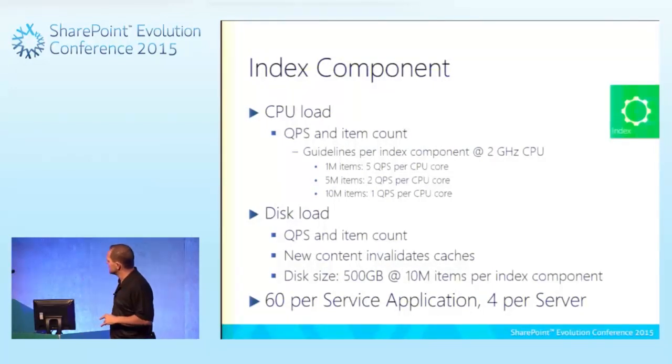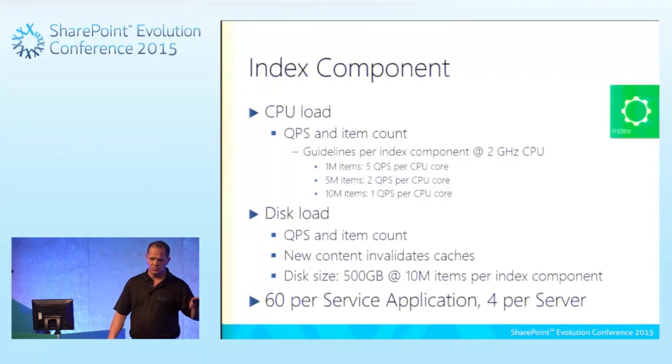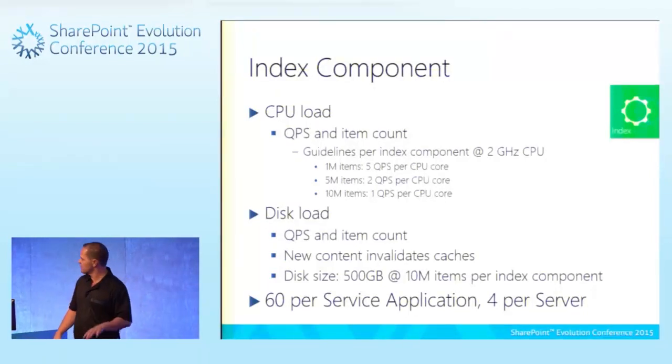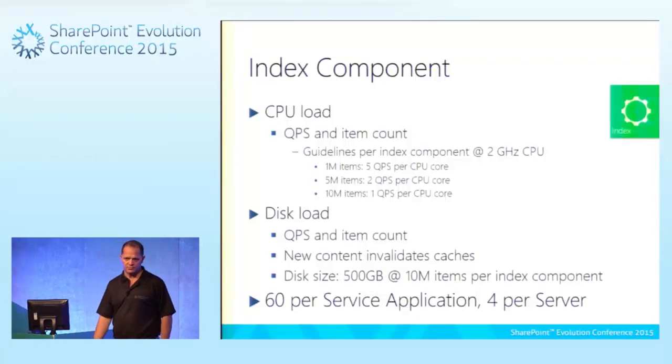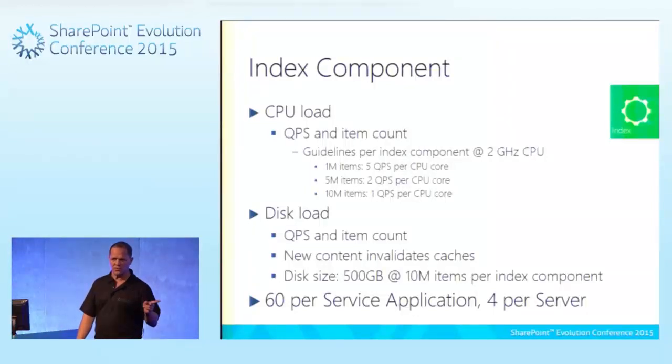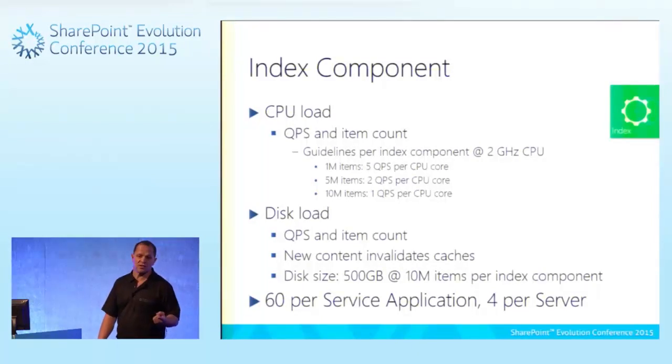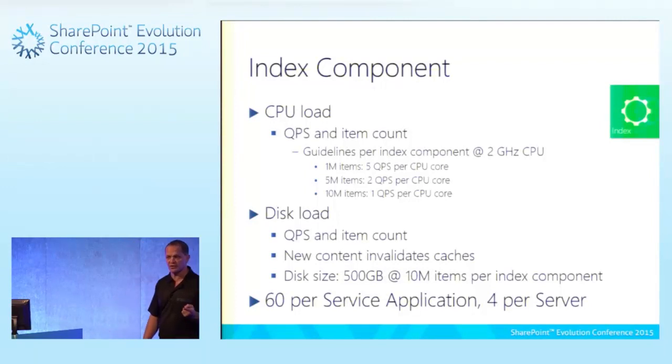What you'll also see is that the disk size is about 500 gigs for 10 million items in an index component. And we are limited to 60 per service application and 4 index components per server. So I can have 60 search components altogether, but I'm limited to 4 index components for 1 server. Whereas, if you saw on the content processing, we recommend 1 content processing component per server. And you saw on the crawler, you can only have 1. I tried to do 2, and it comes back very nicely and says, sorry, 1 crawl component already exists. Apology, fail.